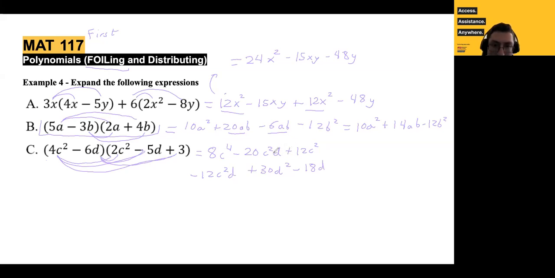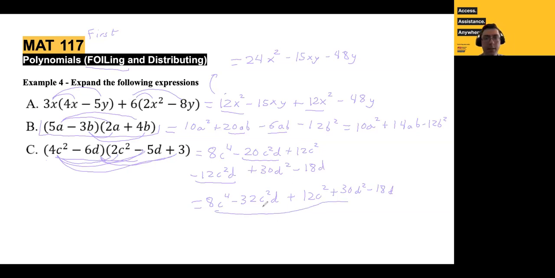So can we simplify? I'm pretty sure we can. Yeah, we have terms involving c squared d, minus 32c squared d. That's pretty much all we can simplify. Every term has different variables and exponents. So expanding just means we put it into a form where there's no multiplying of terms like this. We expand them out so there's only addition and subtraction between them.